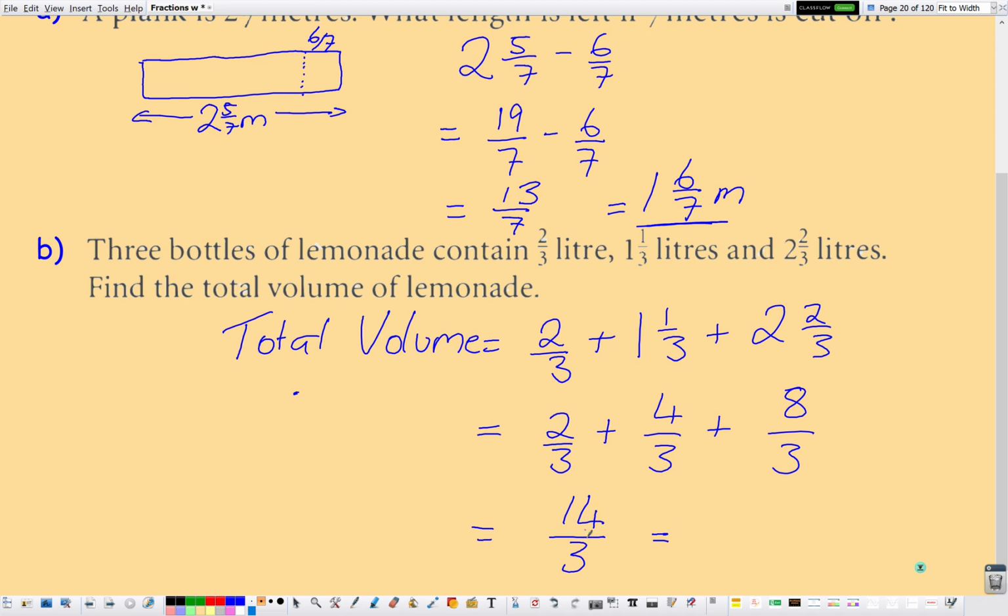So how many times does 3 go into 14? That's going to be 1, 2, 3, 4 whole times, which would be 12/3. So therefore there's 2/3 left over. So it's 4 2/3 litres is my final answer.